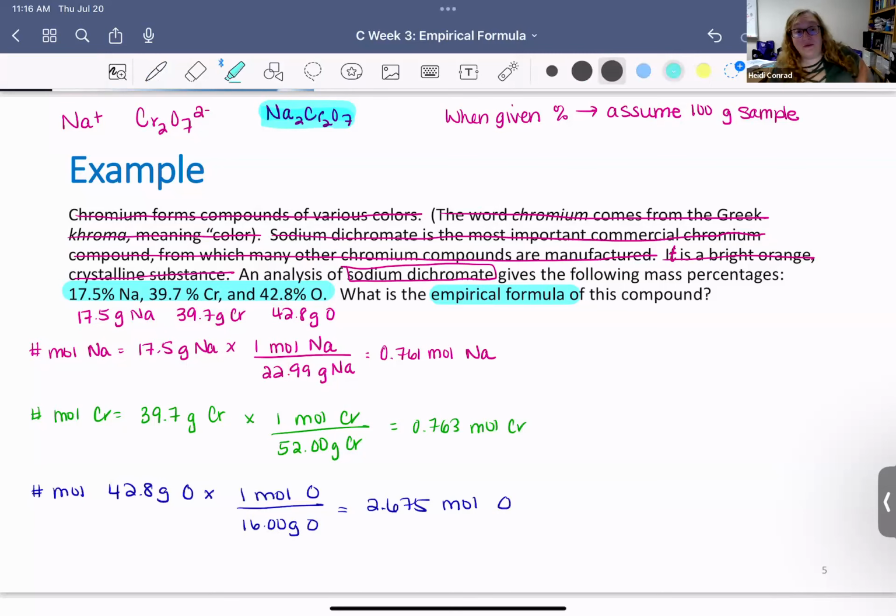I'm now going to compare these 3 numbers: 0.761, 0.763, and 2.675. 0.761 and 0.763 are pretty similar, but I see in the empirical formula that I'm going to have the same number of chromium to sodium anyway, so it makes sense. But I'm still going to pick the smaller of the 2 numbers to divide everything by. For sodium, 0.761 moles of sodium divided by 0.761 moles.